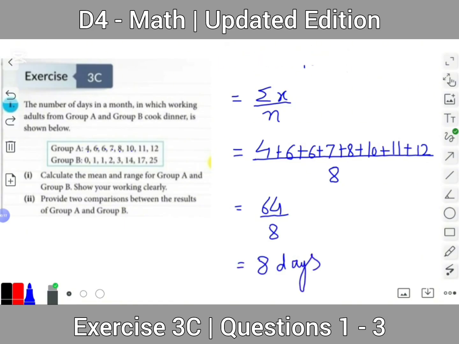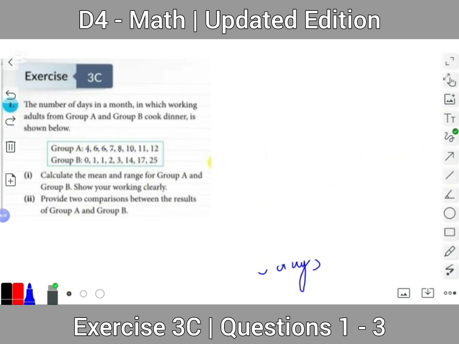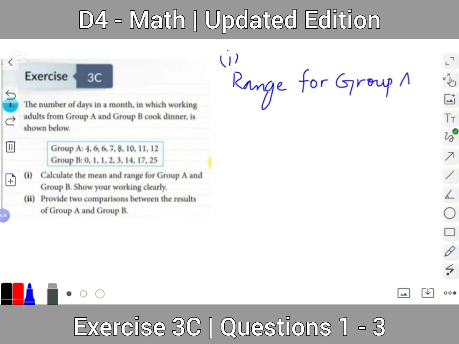Now in part 2, we have to find out the range for group A. So we have to identify the largest value and the smallest value. The largest value here is 12 and the smallest value is 4. So here we have 12 minus 4, and it will give us 8 days. So the range for group A is equal to 8 days.